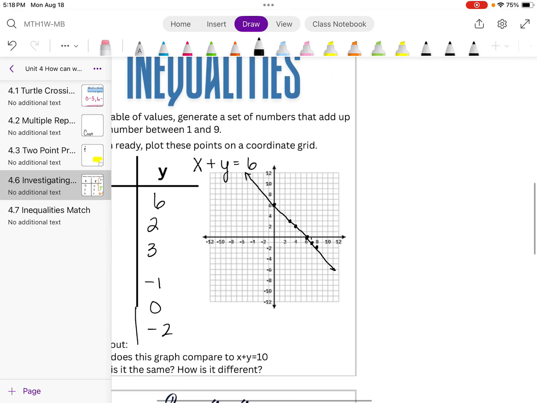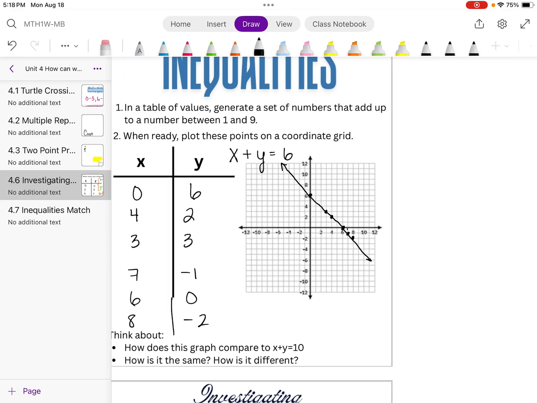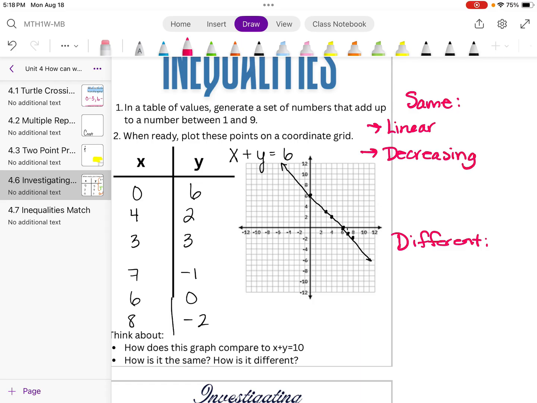Okay. So the two questions that I asked you to think about were, how does it compare to x plus y equals 10? In particular, how are they the same and how are they different? Well, again, I'm still working with a linear relation, meaning that I can draw a line on this graph. And in this case, it is still a decreasing relationship.